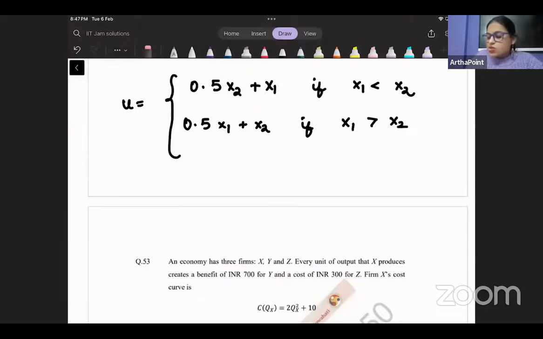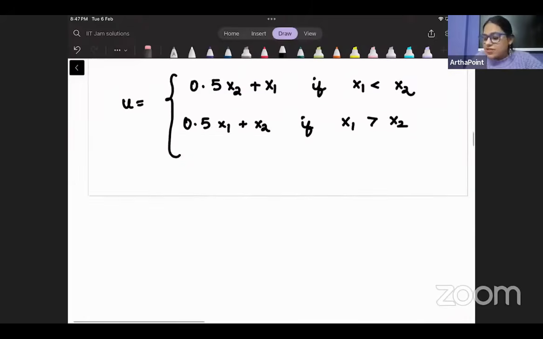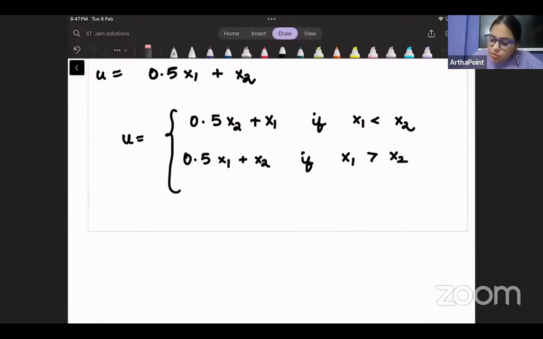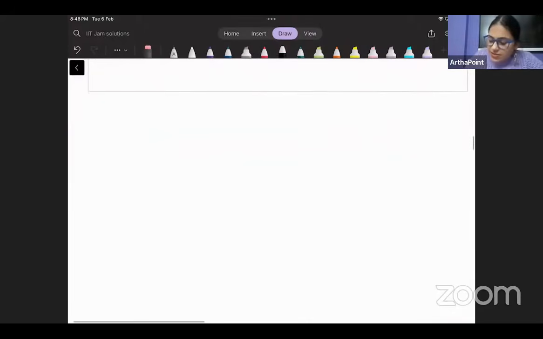Now, let us go ahead and let us fix the utility at some level. मैं इस utility को 4 मान लेती हूँ. Let me fix this at 4.